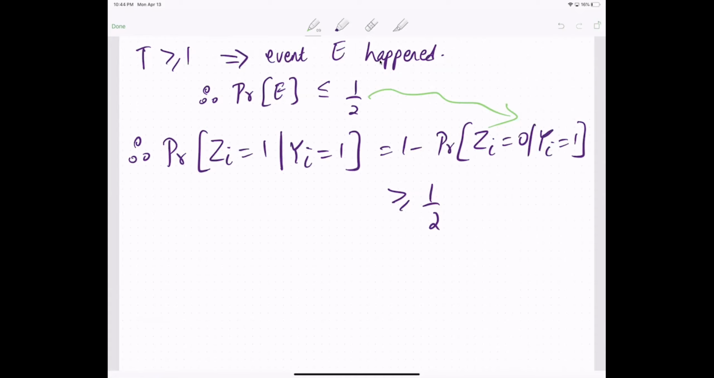We finally did that, but I'm sorry for going very slow and getting a bit confused there, but it's pretty straightforward. So we just plug in that value. Then for this quantity here, where Z_i equal to 1, condition on Y_i equal to 1 will become at least half, right? So now we are ready.